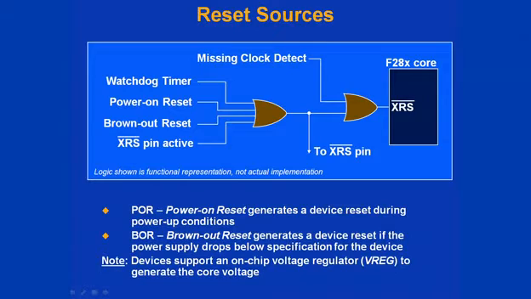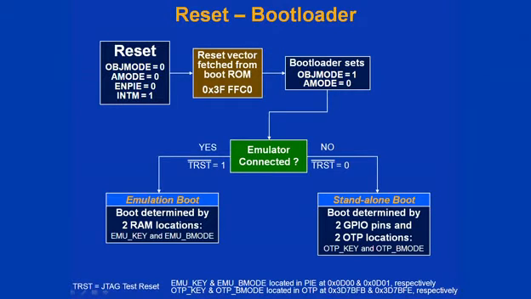Additionally, the device incorporates an on-chip voltage regulator to generate the core voltage. After reset, the object mode and address mode bits are set to 00, placing the device in test mode. The PIE block is disabled, and the global interrupt line is disabled. The reset vector is fetched from the boot ROM, and the bootloader sets the object mode and address mode bits to C28x mode. Then we determine if the emulator is connected by checking the JTAG test reset line.